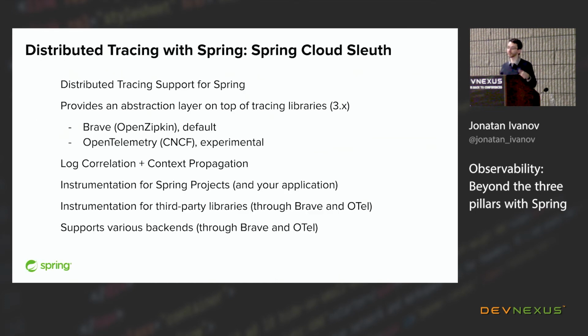Okay, if you want to implement this using Spring, we have good news. We have Spring Cloud Sleuth. And Spring Cloud Sleuth is the distributed tracing support as of today for Spring. And it provides an abstraction layer on top of different tracing libraries. Today we support Brave, which is from the OpenZipkin community. And this is the default. If you just use Sleuth, you will use Brave under the hood. And we are also supporting OpenTelemetry. The OpenTelemetry support is experimental because OpenTelemetry hasn't released the stable version yet. Hopefully they will, and after this happens, then we will also release the support for OTel.